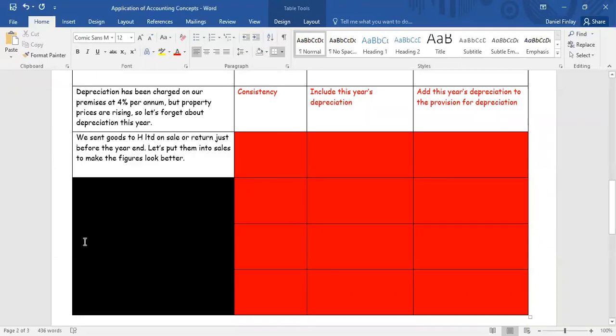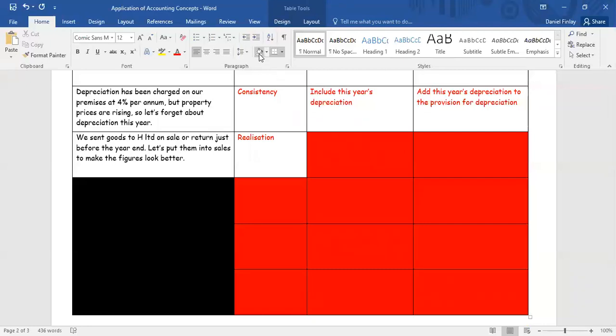Next one. We send goods to H Limited on sale or return just before the year end. Let's put them into the sales to make this figure look better. So remember, sale or return means that I will sell goods to a middleman, a middle business, who will then sell those goods on for me, like a newspaper agency. When I sell the goods to the middleman, I don't actually class that as a sale until they sell it on for me. They're just like an invisible middleman. So if they haven't been sold yet, then I haven't made a sale yet. So that concept is realization.